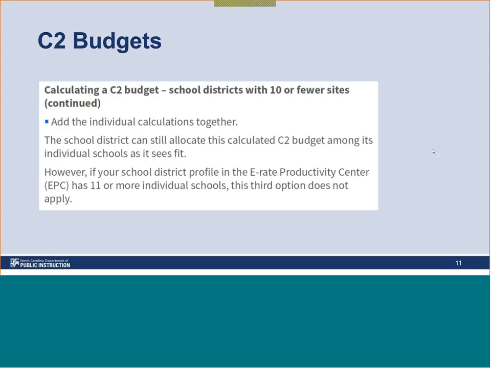So if they've got that big regional high school that takes all of the students from these K-8s or K-6s that have fewer than 150 students, you could in fact take all that budget from those smaller schools and rebuild the infrastructure of your high school. However, if your profile in EPIC has 11 or more schools, you cannot pick this option.